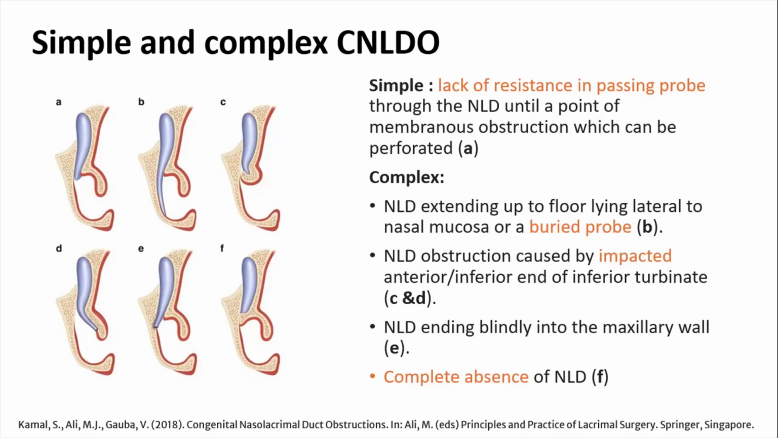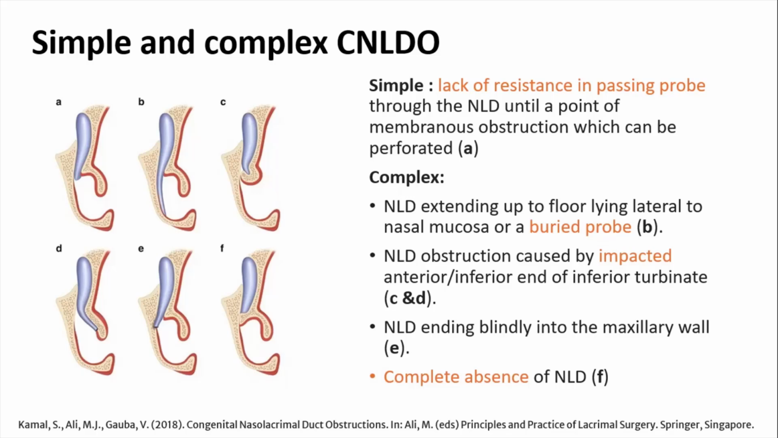Here the NLD extends up to the floor and lies lateral to the nasal mucosa. When we do the probing with the Bowman's probe, we will not be able to perforate it, and it gives rise to a buried probe. Or sometimes the nasolacrimal duct can be impacted in the inferior turbinate, like this C or D, or it may open up into the maxillary wall, or there can be a complete absence of the nasolacrimal duct.